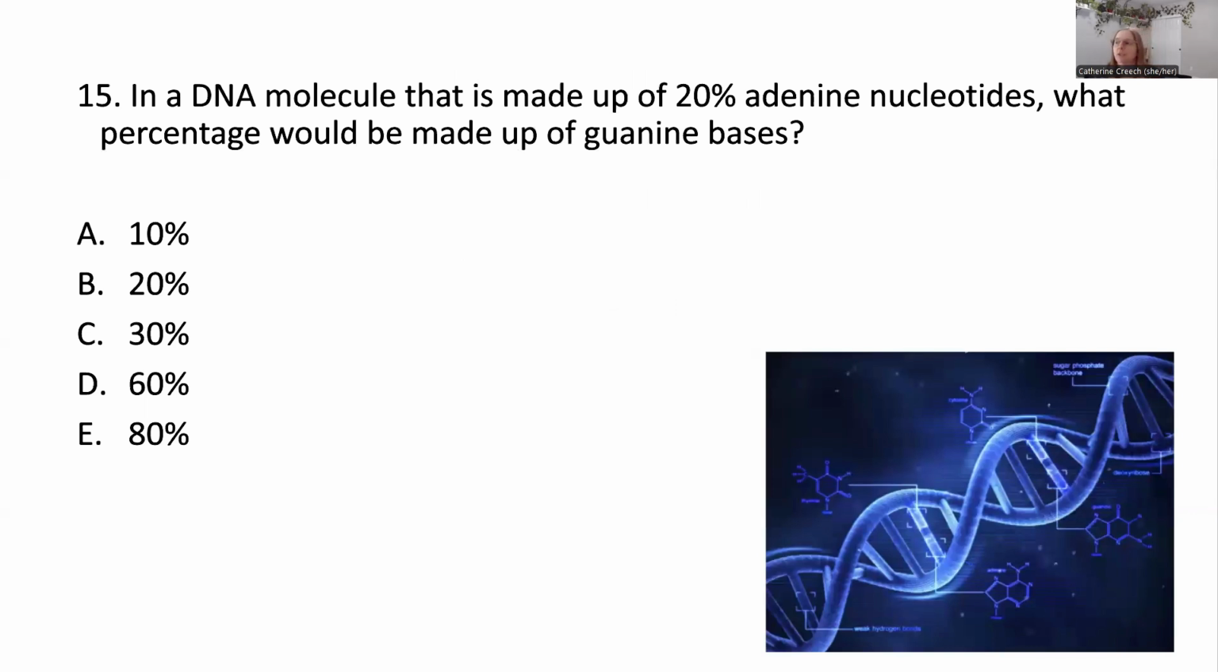In a DNA molecule that is made of 20% adenine, what percentage would be made of guanine? It's Chargaff's rule. If I have 20% A's, I know that I have 20% T's. That means that the remaining 60% must be divided between C's and G's. So I'm going to have 30% G's.